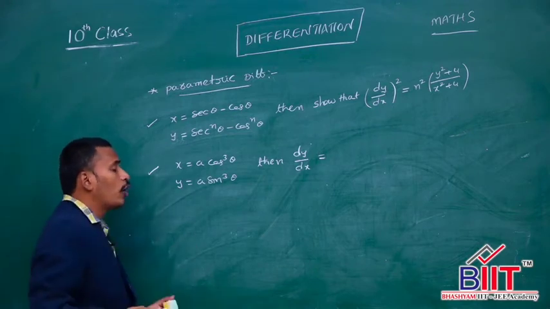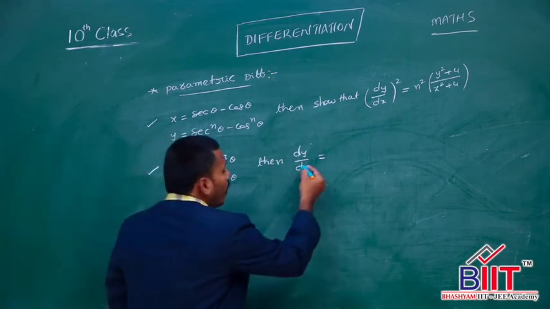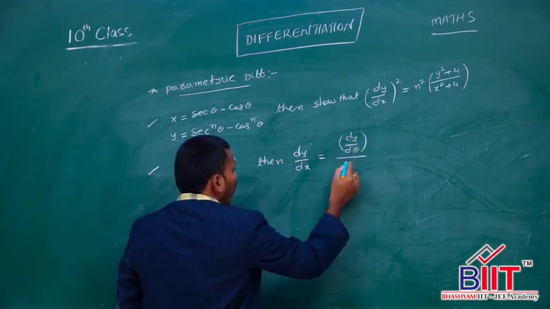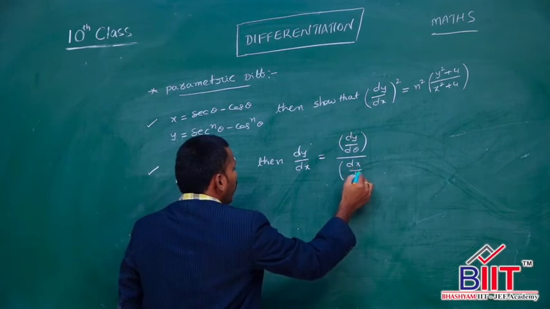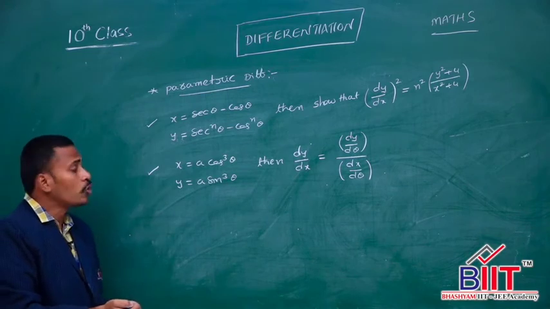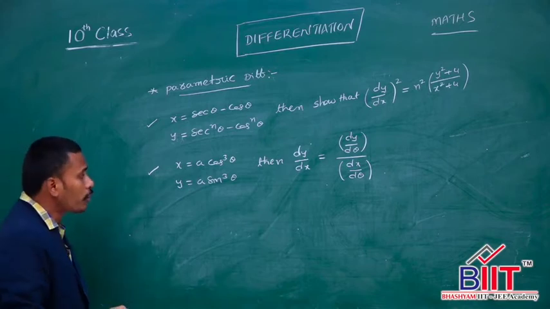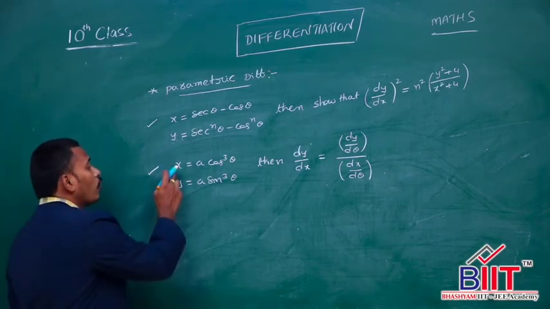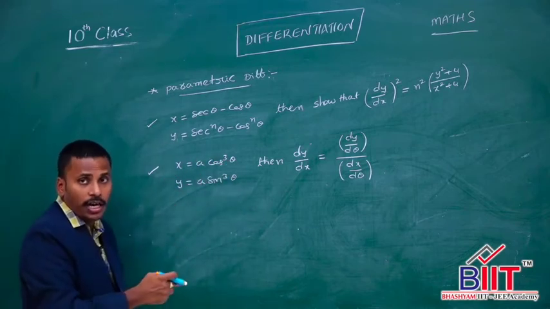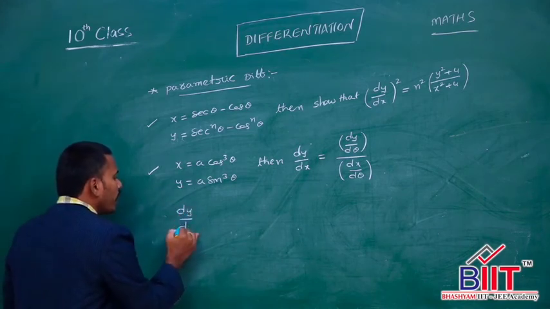So here I need to calculate dy by dx, but these y and x are given in terms of theta. So dy by dx is equal to, I will rewrite it like this, dy by d theta divided by dx by d theta. We have a chance to write it like this because d theta is simply nothing but change in theta. So first of all, just calculate the derivative of x with respect to theta, the derivative of y with respect to theta, and then replace there.